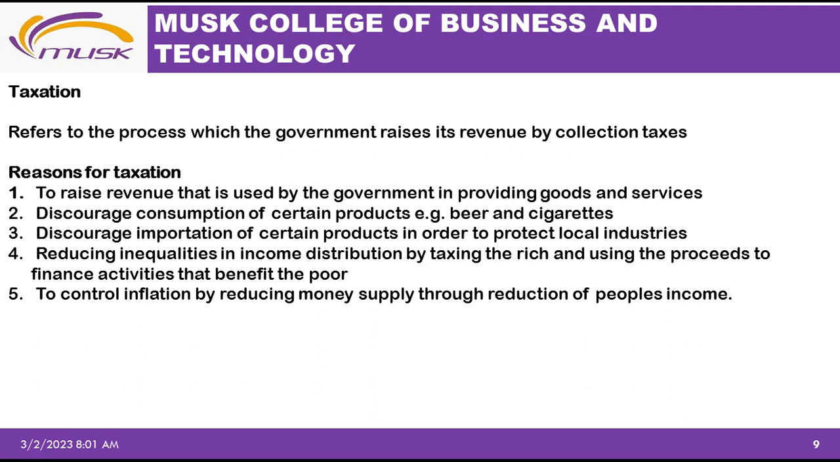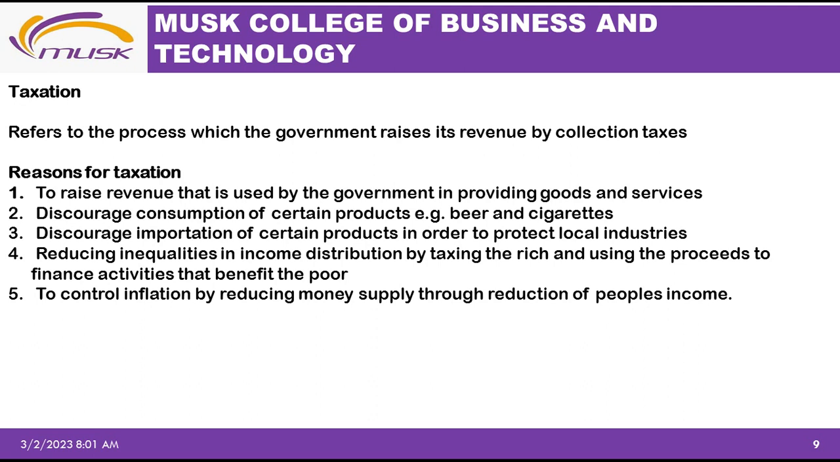Taxation, we have said it's a main source of revenue for governments, and it refers to the processes by which governments are able to raise revenue. And why do governments tax individuals and companies? Number one is to raise revenue that is used by the government in providing goods and services. Number two is to discourage consumption of certain products, for example, beer and cigarettes.